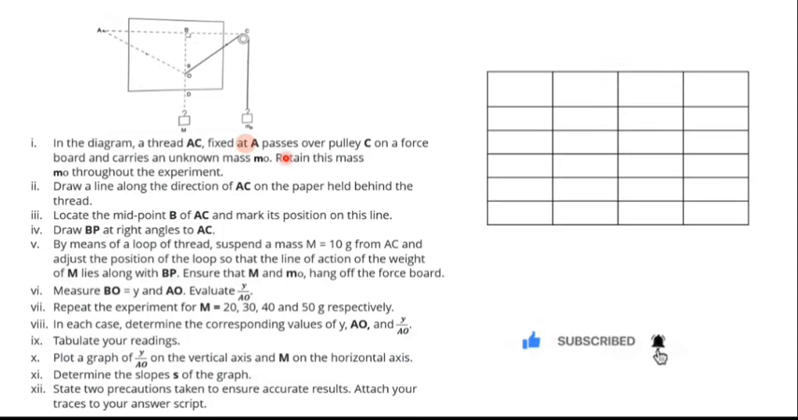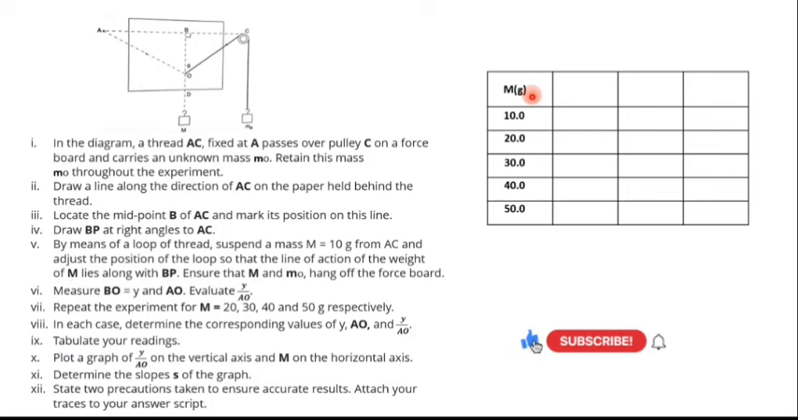So I'm going to have the mass measured in gram. Then I have 10.0 gram. Please just write this to at least one decimal place. Do not just leave it as 10. Write it to at least one decimal place. Then I have 20.0, 30.0, 40.0, and 50.0.